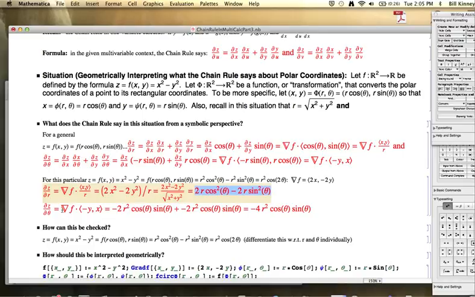And in the same kind of way, the partial derivative of z with respect to theta can be found and ultimately simplified to this. All right, so if you haven't done it yet, you should probably pause the video and double check these calculations on your own.